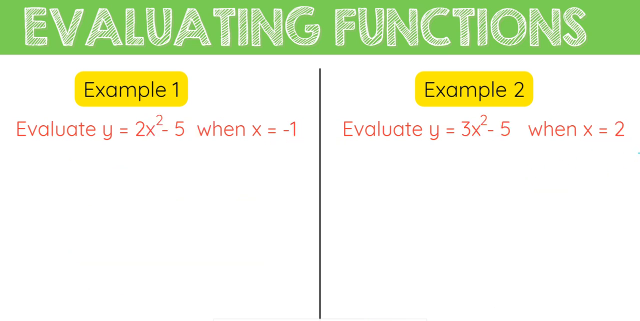Okay, let's try a couple more examples that are a little bit more difficult. So again, I will do example 1 and you'll do example 2. Okay, so I'm going to start by rewriting my equation. So y is equal to 2x squared minus 5. And x is going to be negative 1. So I'm just going to replace the x variable with negative 1.